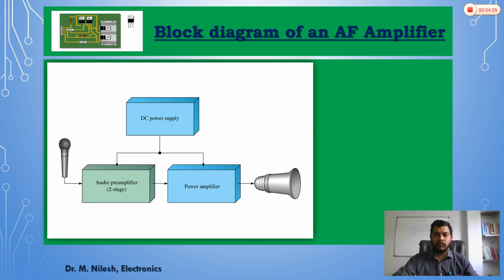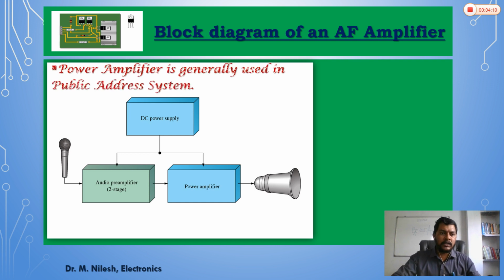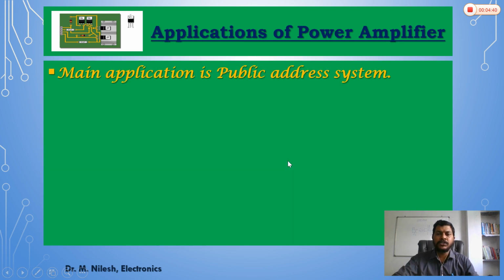So, the block diagram of an audio frequency amplifier is as shown over here. The power amplifier is generally used in a public address system, that is this type of audio frequency amplifier, in which the input is given to the mic and the output of the mic is given to the audio preamplifier, and the output of the preamplifier is given to this power amplifier, which in fact drives the loudspeaker. So, these power amplifiers are basically used in public address systems. These are some of the applications of power amplifiers.